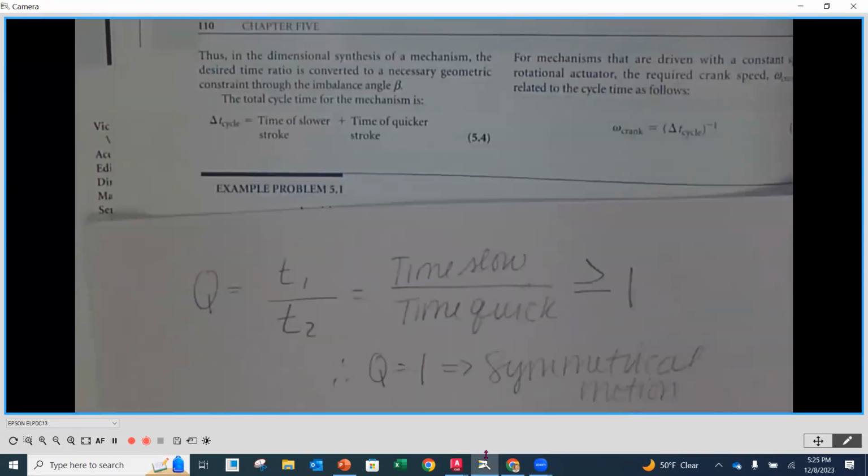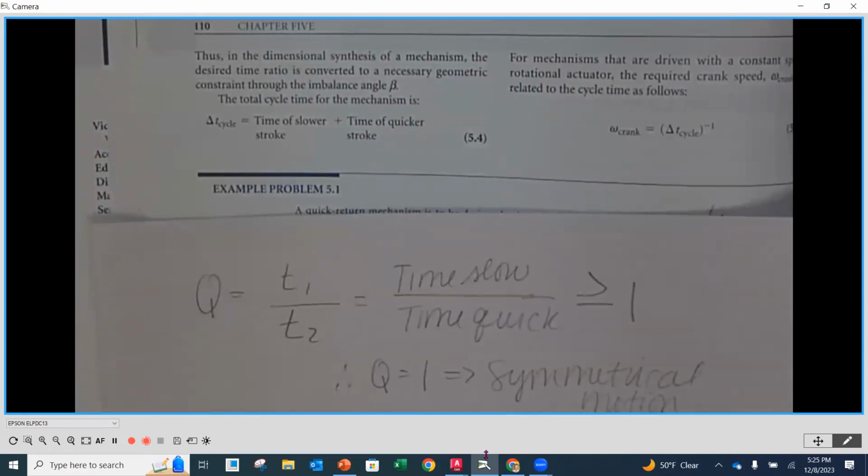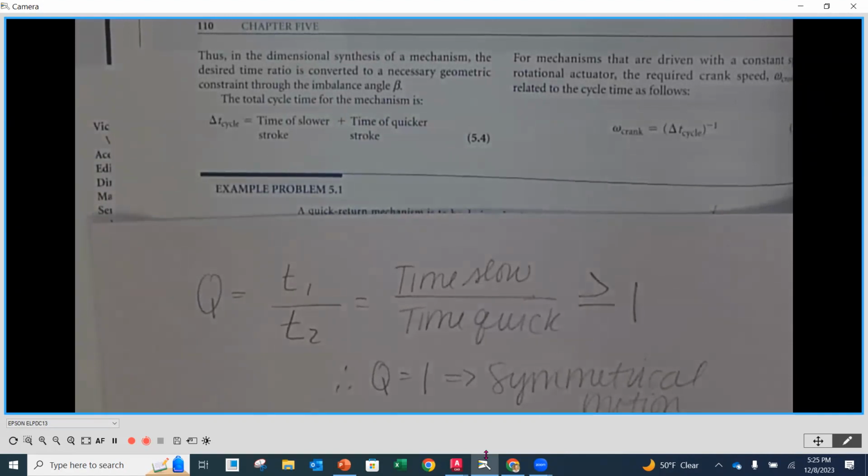Now, a cycle is going to be one revolution of our crank, just like it was for a cam, one revolution. What do we have to accomplish in one revolution of our crank? What motion needs to occur? And we're going to divide that up, looking at the stroke.